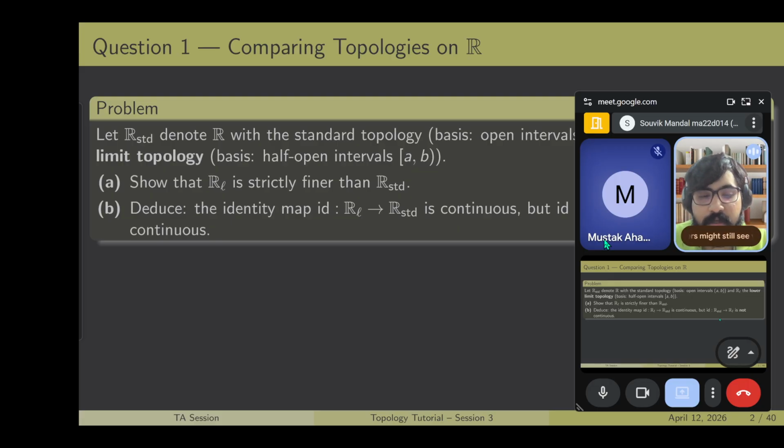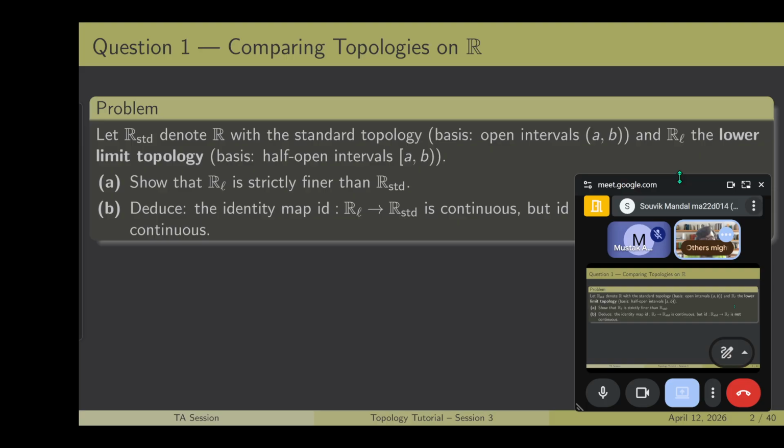Mustafa, is the screen visible to you and am I audible properly? Please confirm. Can you please see the screen and am I audible properly? Okay, I hope everything is clear.